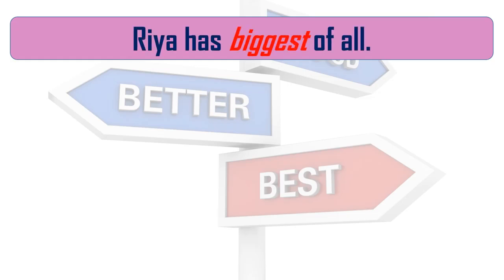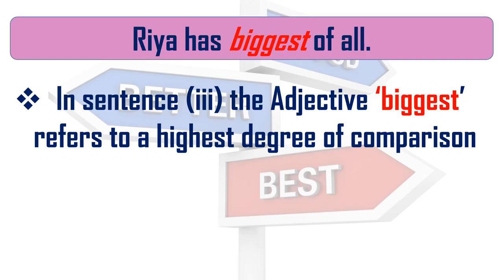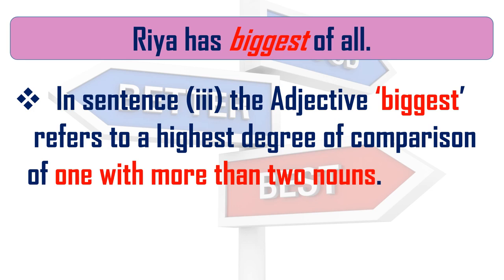Let's read the last sentence. Ria has biggest of all. Sarah has a big teddy bear. Alisha has bigger than that. And Ria has biggest of all those three teddy bears. So in this sentence, the adjective biggest refers to the highest degree of comparison, used with more than two nouns.